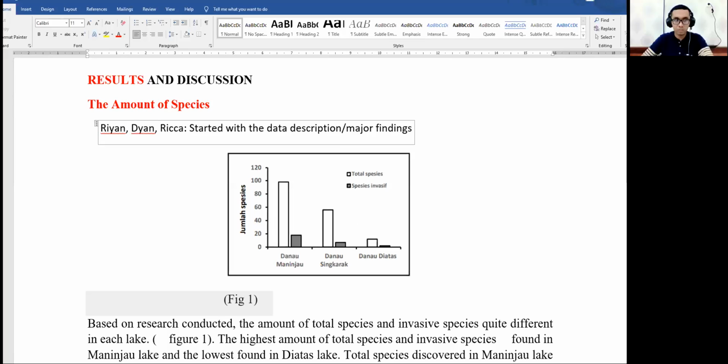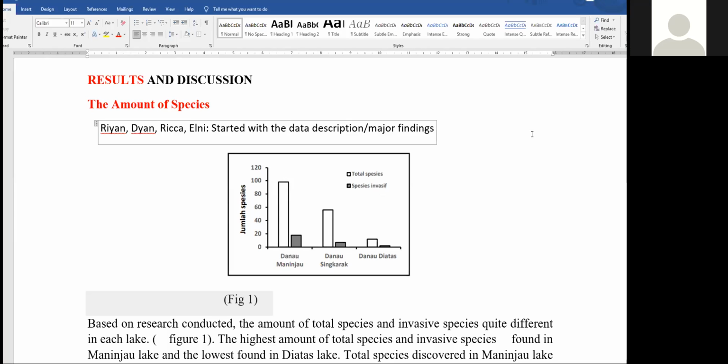Yes, sir. I agree, sir. Okay, so you also agree with this one, okay? I want to hear about other opinions. Yuda, do you also think this is the correct one? Yuda, please.